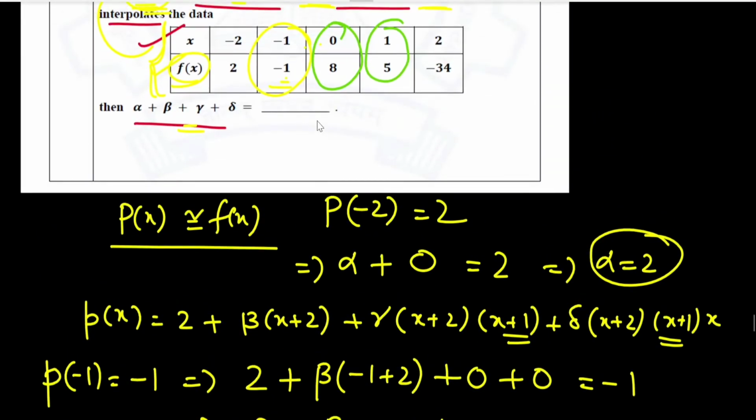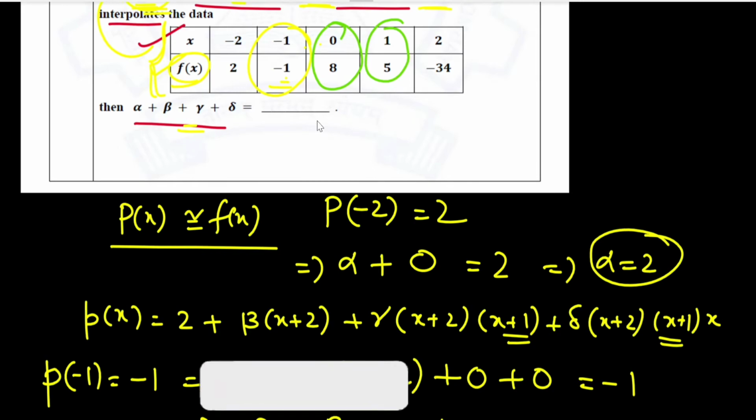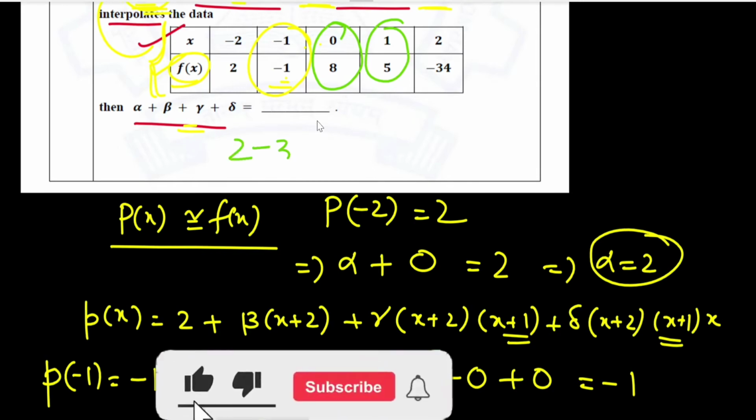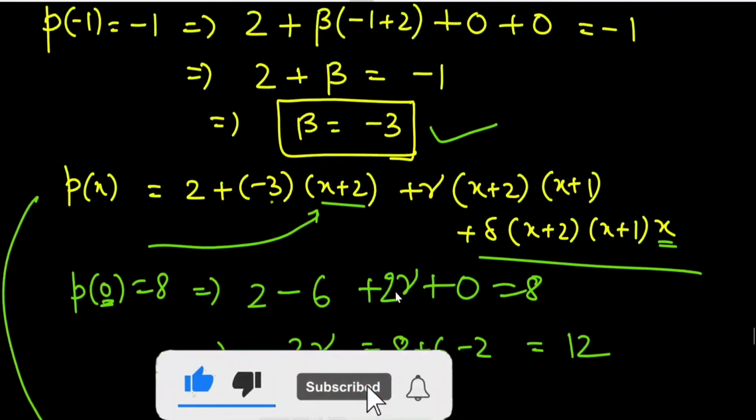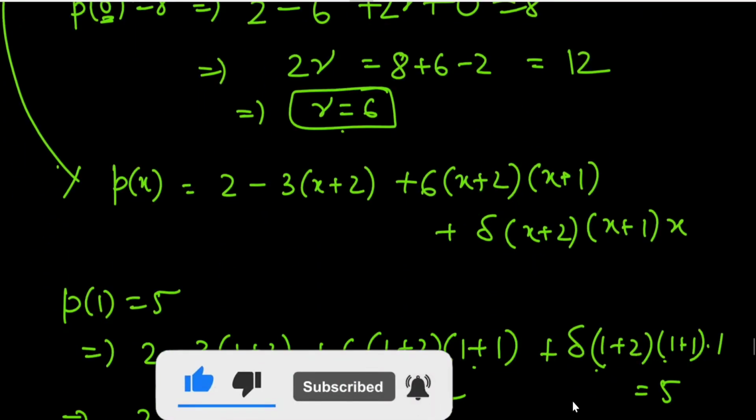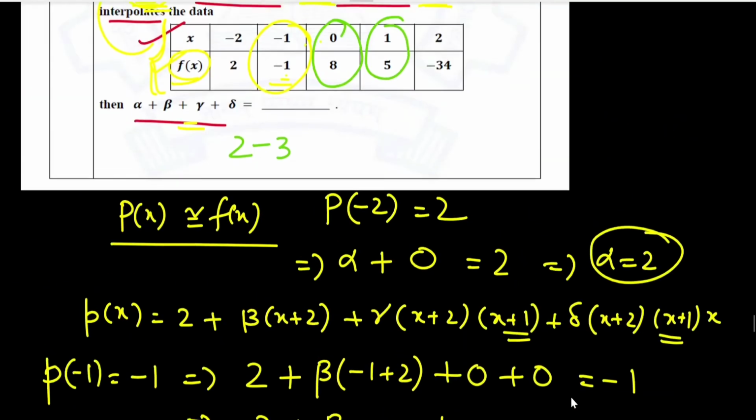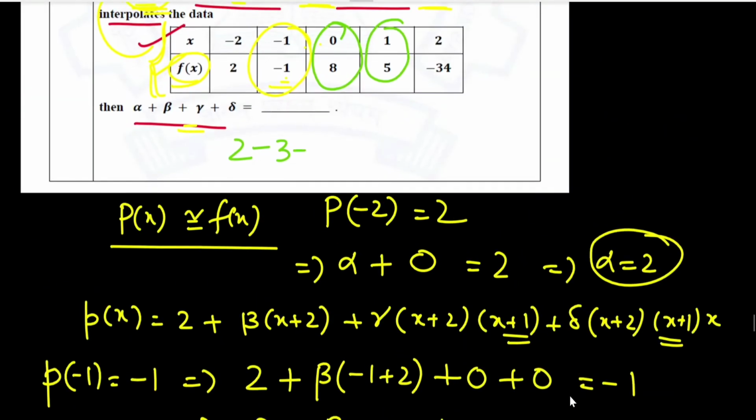Therefore alpha plus beta plus gamma plus delta equal to 2 minus 3, value of beta is minus 3, gamma 6, and delta minus 4. So plus 6 minus 4, so this is equal to 6 plus 2, 8 minus 4 is 4, so this is equal to 1. So therefore 1 is the correct answer for this problem.